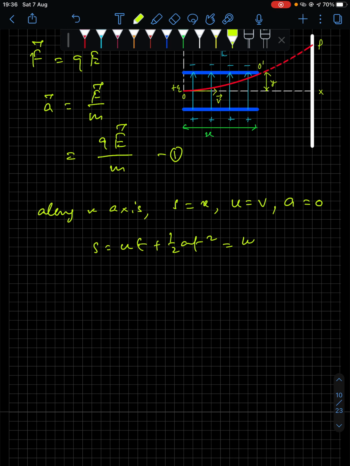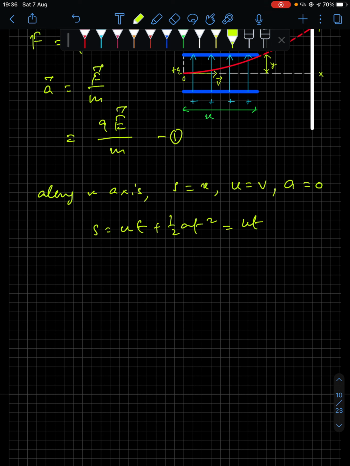So if you use the relation s equals ut plus half at square, this will become ut only, isn't it? Because your acceleration is absent. So x equals vt we can write by putting the values above. So what is the time here? Time is x by v, which is equation number 2.